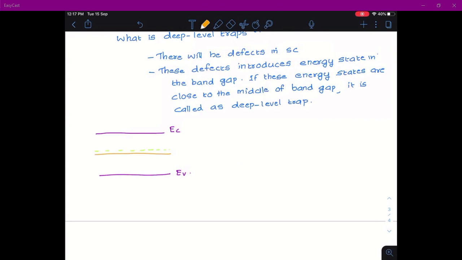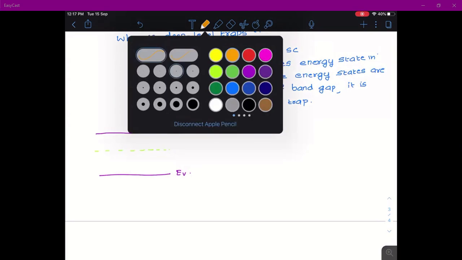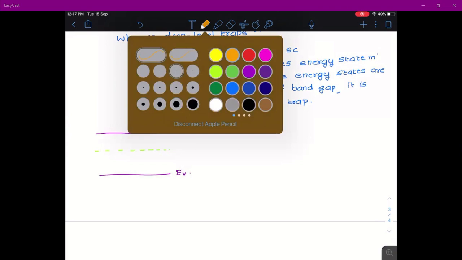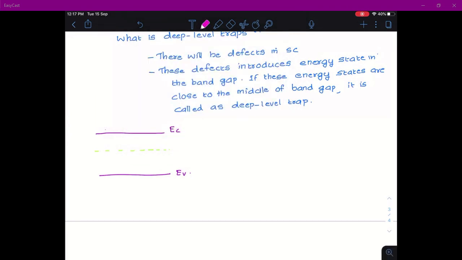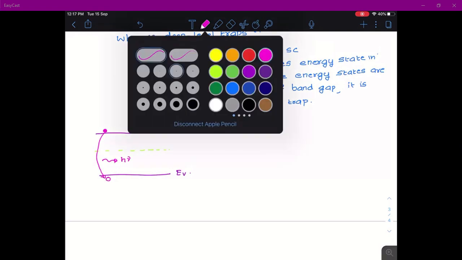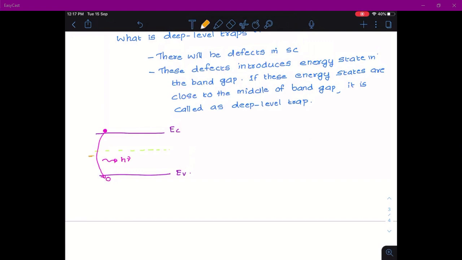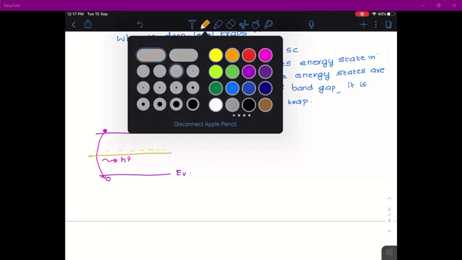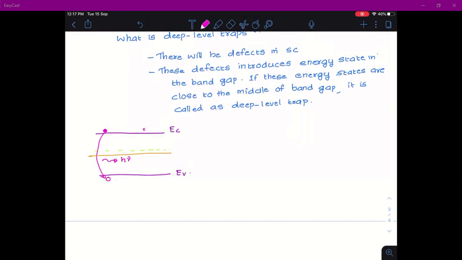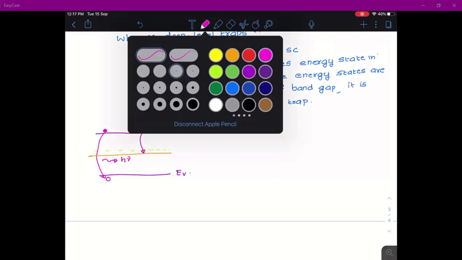Now, what is the problem with this? See, if this level was not there, then the electron from the conduction band might have jumped to the valence band, combined with the hole, producing a photon. Okay. When you have this extra level, now the electron will not jump directly to the valence band. Instead, it jumps to the energy state here in the deep level trap.